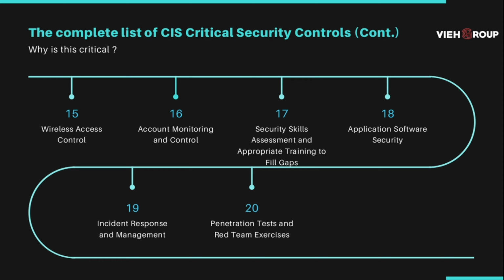Control 18, which is application software security. Basically, organizations must manage the security lifecycle of all software they use in order to detect and correct security weaknesses. In particular, they must regularly check that they use only the most current version of each application and that all the relevant patches are installed promptly.